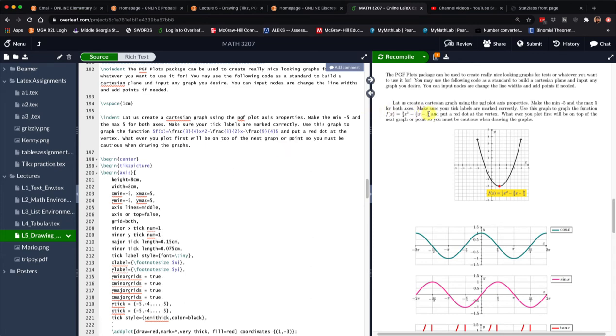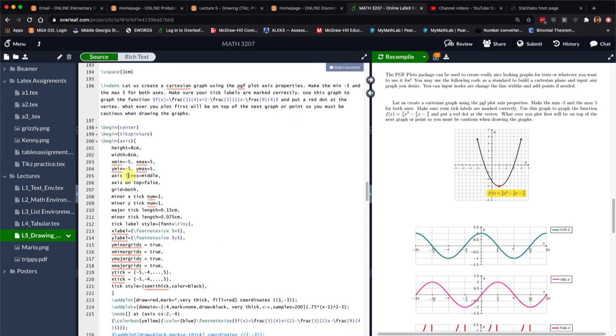So for this first one here, I wanted to create a Cartesian graph using the PGFplots axis properties. The whole setup at the beginning is all the axis properties. I'll go through those in a second. I made the minimum -5 and the max 5 for the x min and x max, and then I made the y min and y max the same thing. So I'm going 5 ticks from the origin in every direction. To make sure, and I'll show you how to make sure your tick marks are marked correctly in a minute.